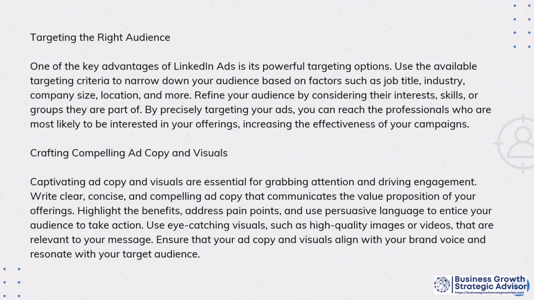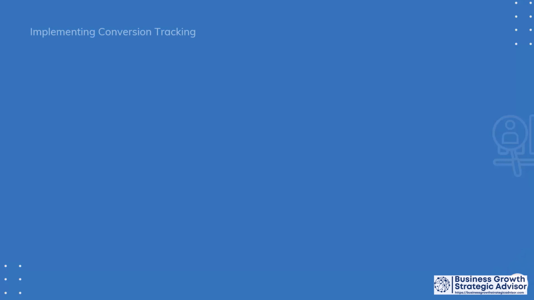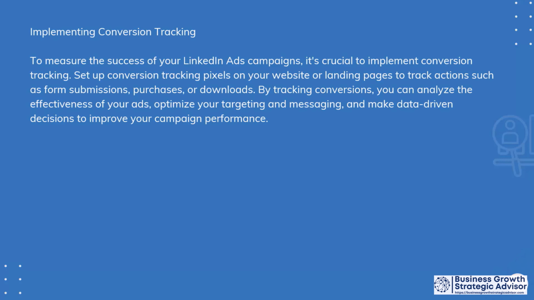Implementing conversion tracking. To measure the success of your LinkedIn ads campaigns, it's crucial to implement conversion tracking. Set up conversion tracking pixels on your website or landing pages to track actions such as form submissions, purchases, or downloads. By tracking conversions, you can analyze the effectiveness of your ads, optimize your targeting and messaging, and make data-driven decisions to improve your campaign performance.